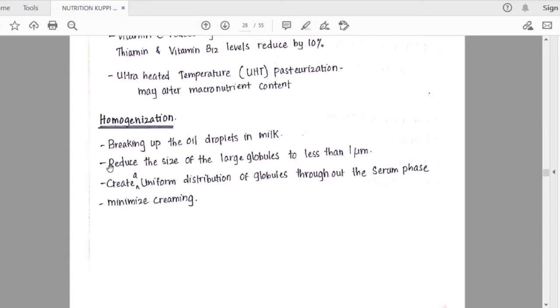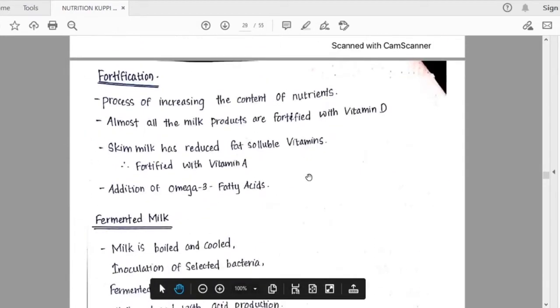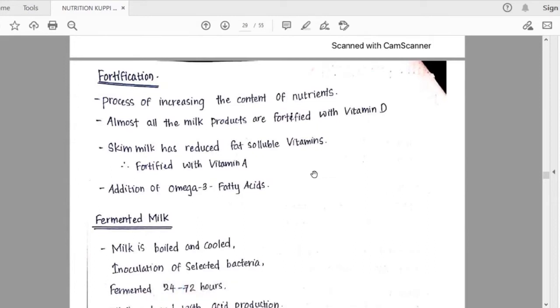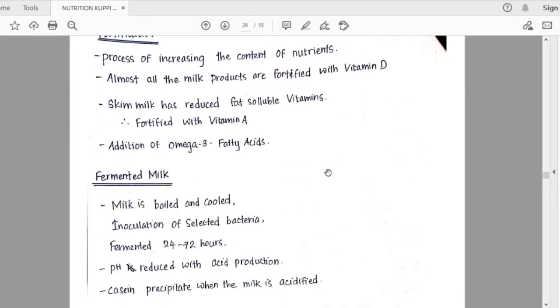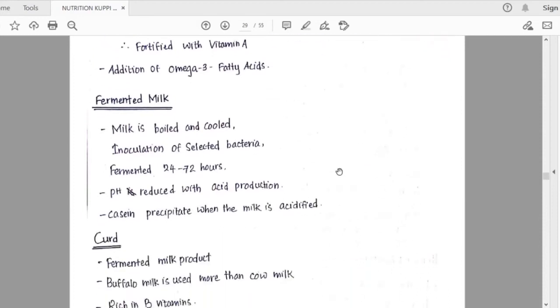Homogenization: breaking up the oil droplets in milk. It reduces the size of large globules to less than 1 micrometer and creates a uniform distribution of globules throughout the serum phase, minimizing creaming. Fortification: the process of increasing the content of nutrients. Almost all milk products are fortified with vitamin D. Skim milk has reduced fat-soluble vitamins, therefore it is fortified with vitamin A. Omega-3 fatty acids can also be added.